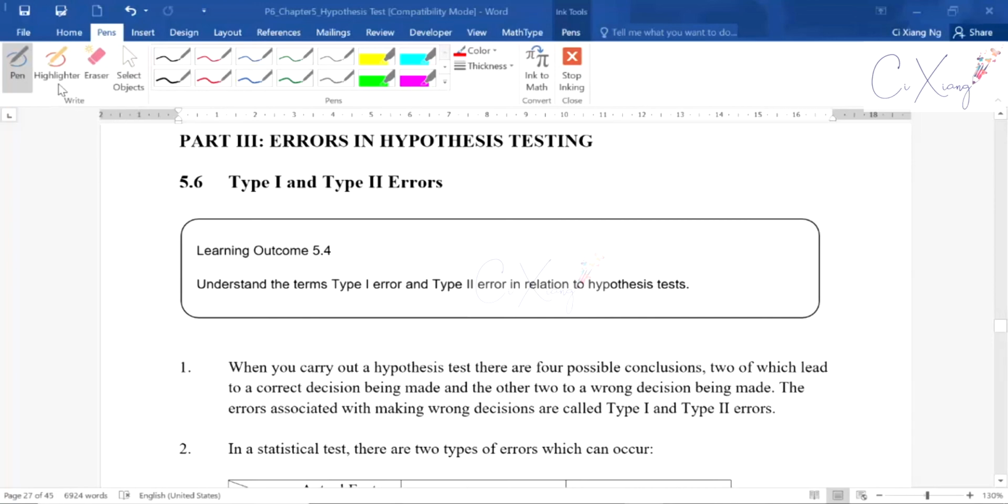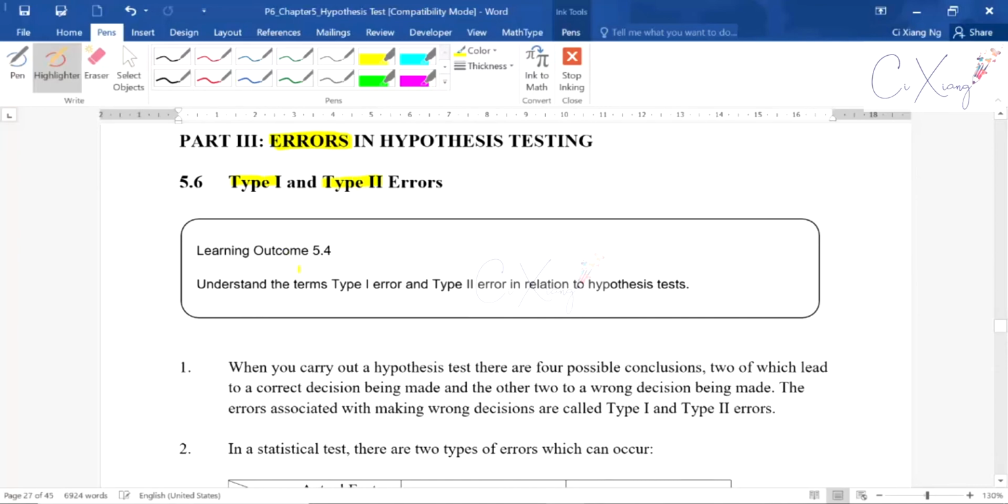Alright, so we are coming to the very last part of chapter 5, which is about the errors of hypothesis test. In this part, generally we need to calculate the errors that we might make. What is the probability that we might make an error when we are carrying out the test? We have two types of error actually, type 1 error and also type 2 error.